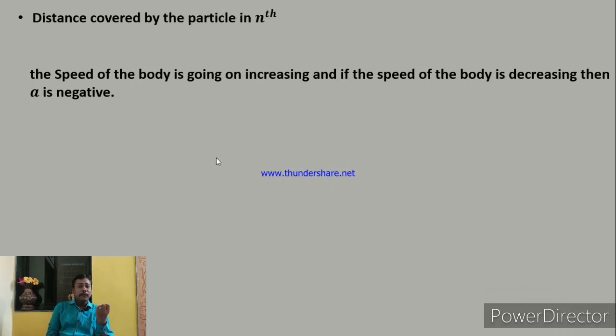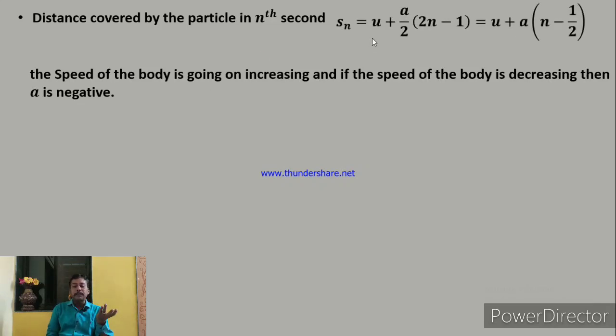Next, if we have to calculate the distance covered by the particle in the nth second, then the formula is Sn equals u plus a upon 2 into (2n minus 1), or Sn equals u plus a into (n minus 1 by 2). Here Sn means the displacement in the nth second from the start.